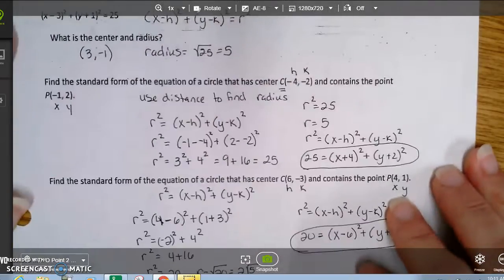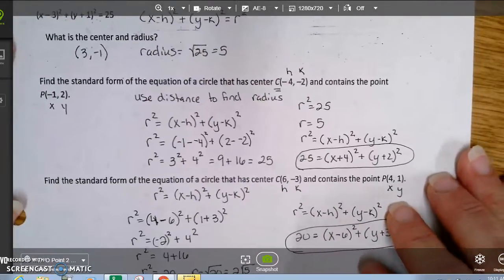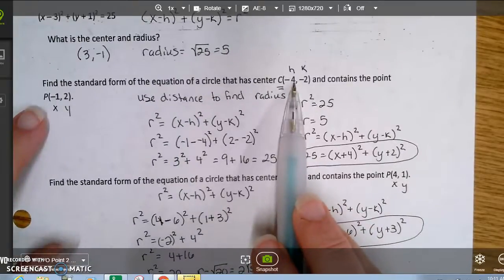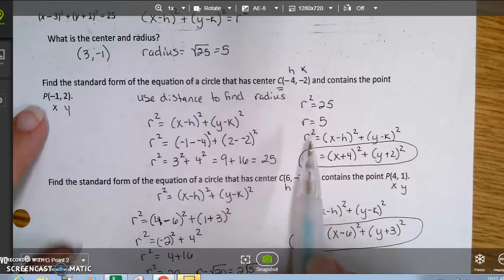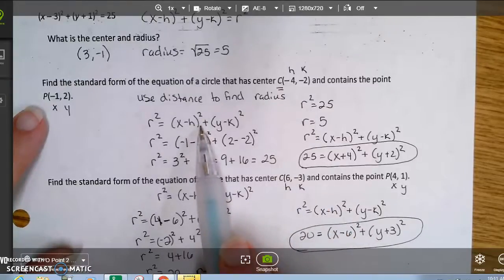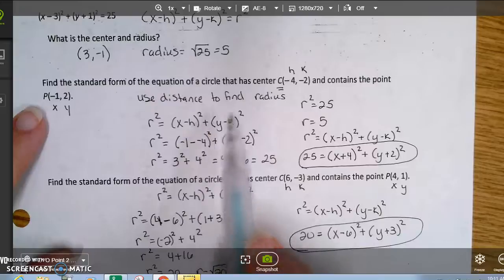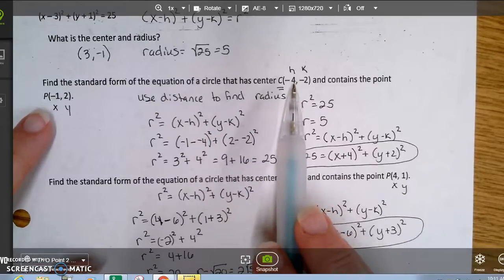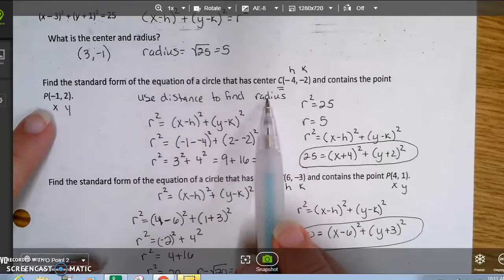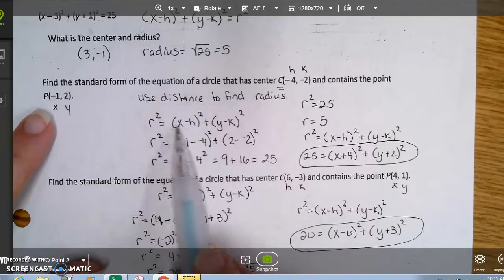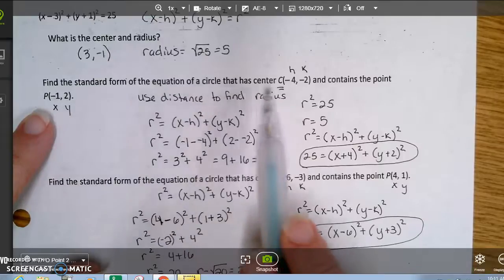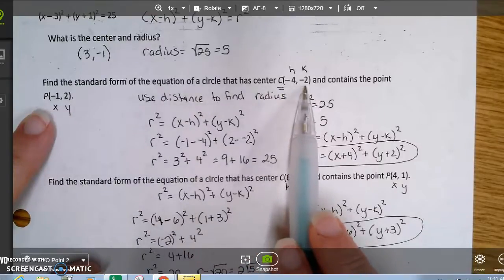Okay, so we'll keep going. So here we have another problem, and it says find the standard form. So I'm giving you a center and I'm giving you a point, and I'm asking you for the equation in standard form. The first thing I've got to do is figure out what my radius is. So basically I'm using the distance formula to find the radius, or I'm taking this formula for the circle and I'm substituting this for x and y, and I'm substituting this for h and k.